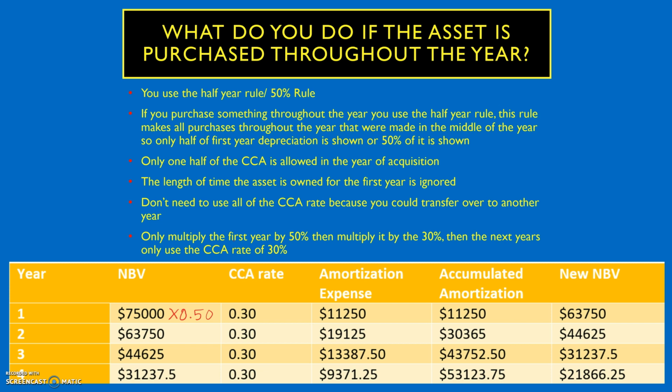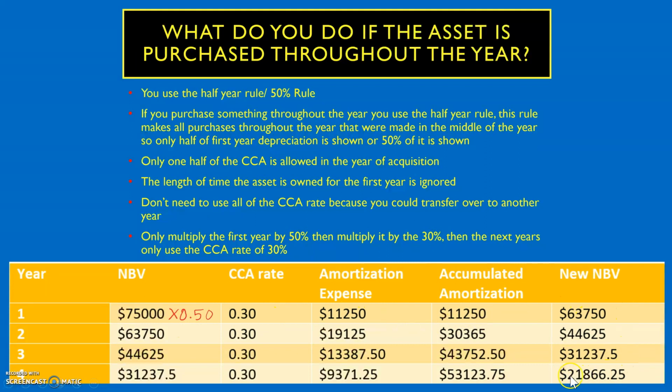And then you only multiply the first year by 50%, then by the 30%, and in the next years you only use a CCA rate of 30%. So the 50% rule only works within the first year of the asset. Meaning, when you first purchase it and you're about to do amortization, you multiply first by 0.5, and then by the capital cost allowance rate of 30%. As you can see from the chart below, it's the same exact process. It's just this time at the beginning of the year, you had to multiply the initial $75,000 by 50% and then by 30% or 0.3. And then the process from there is the same. It's just different numbers.